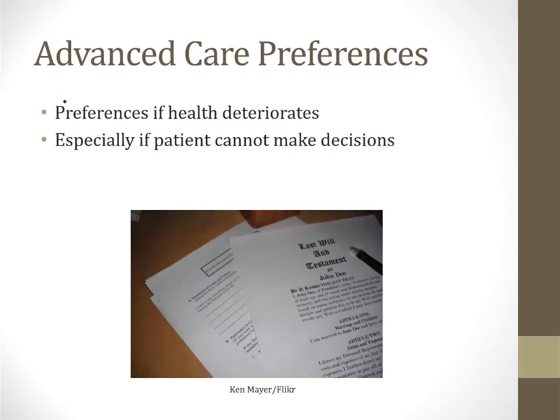And then the last thing I'll mention that's important among geriatric patients is advanced care preferences. These are their preferences if their health deteriorates, especially if they cannot make decisions. And I talk in detail about advanced care planning in the video on decision making, where I talk about what to do if patients can't make their own decisions. And that concludes our video on geriatrics.